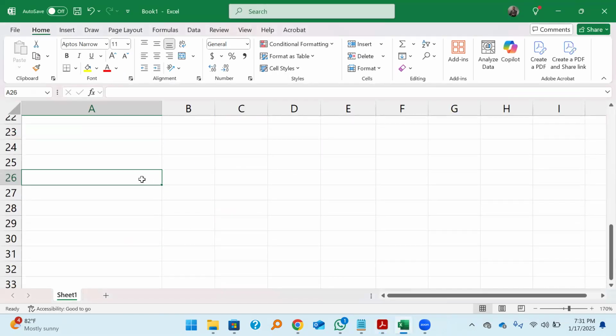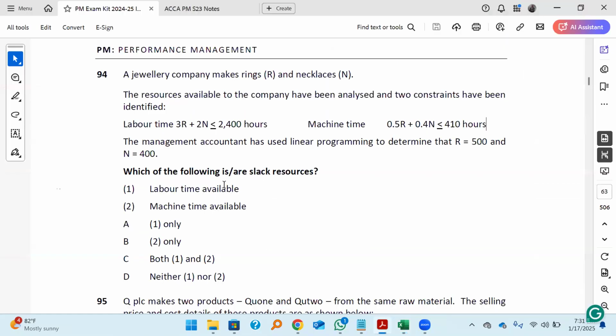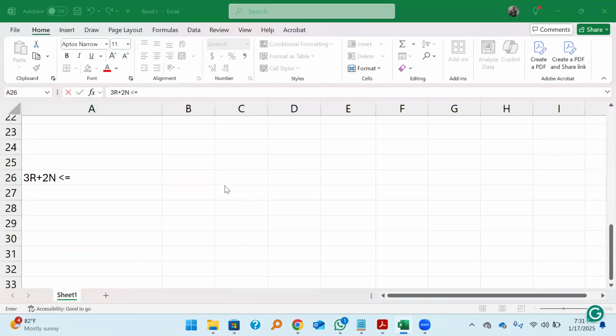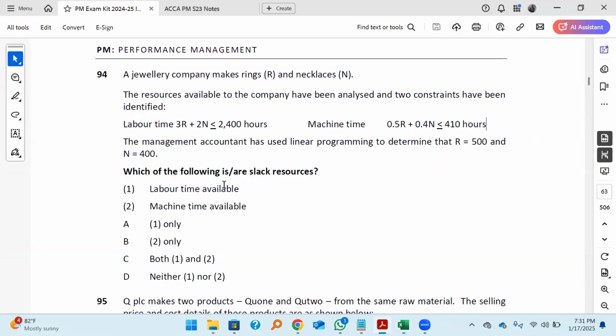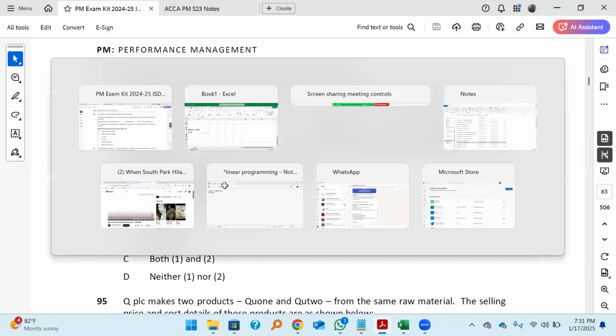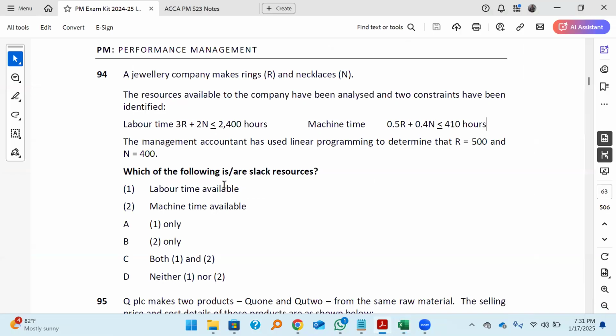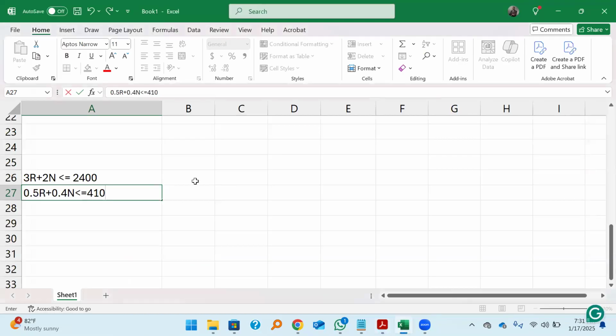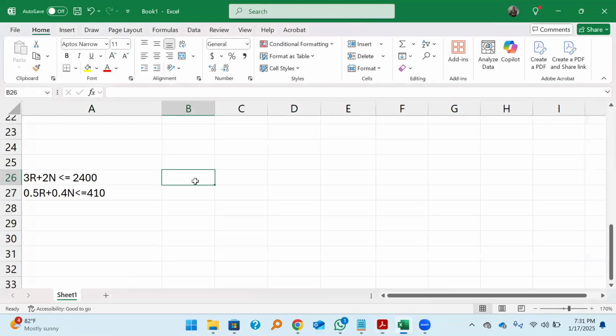We have the inequalities: 3R plus 2N should be less than or equal to 2,400 hours. And they also told us that 0.5R plus 0.4N is less than or equal to 410 hours. Now, the first one is for labor time, the second one is for machine time.